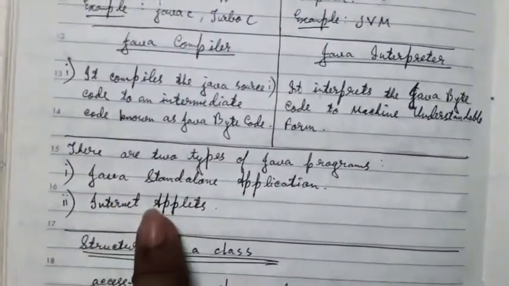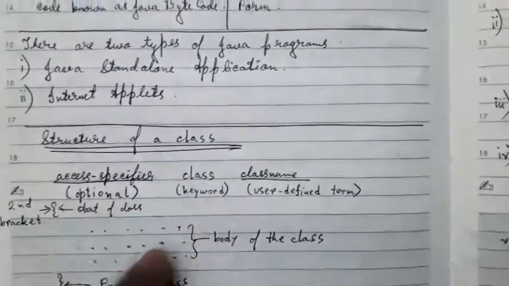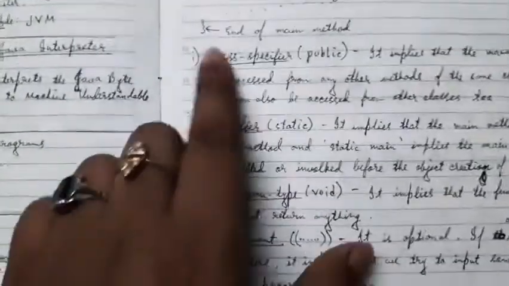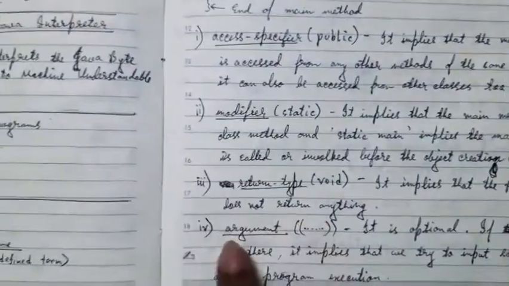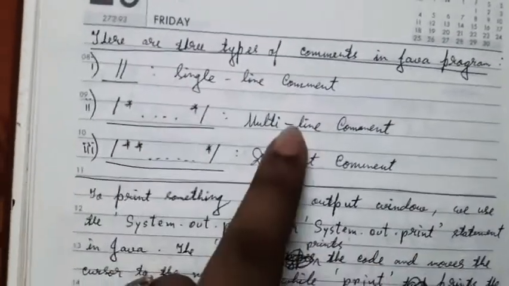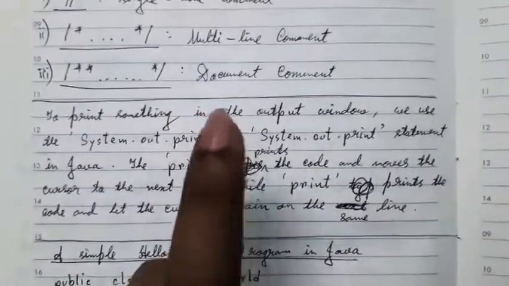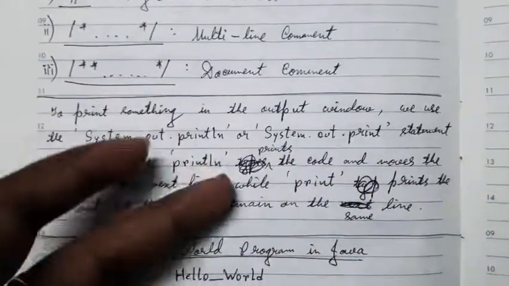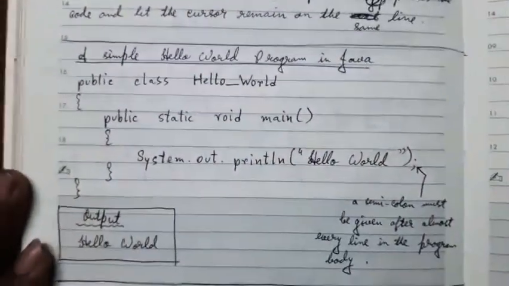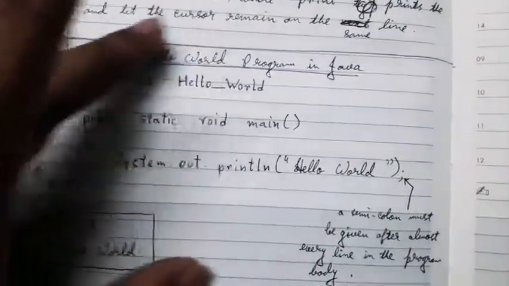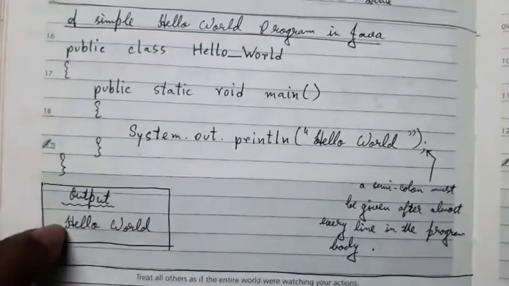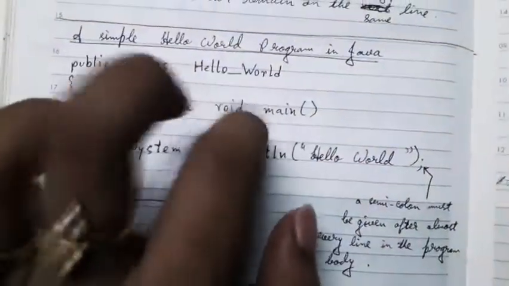We learned what are the two types of Java programs. Then we learned about the structure of a class and the structure of the main function. We learned what is access specifier, what is modifier, what is return type, what is argument, and we learned about the commands used in a Java program. We learned about the println and print statements in Java, which is system.out.println and system.out.print. And finally, we wrote a simple program in Java to demonstrate how Java works.